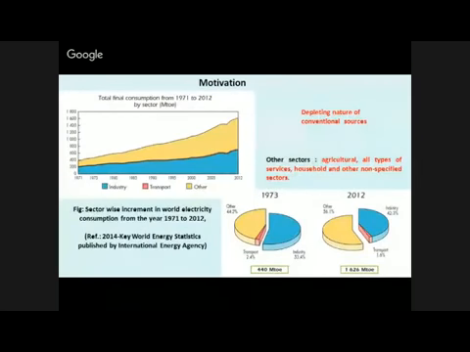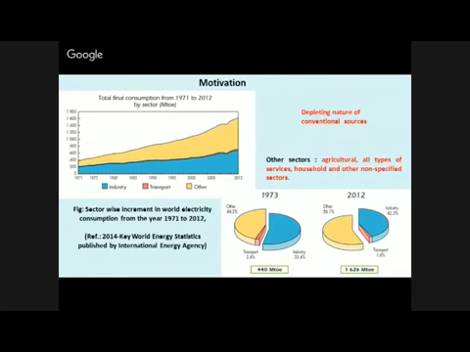Now if you look at the data in this particular graph, you will see that in 1971 the total consumption of energy, which includes industry, transportation and others, including agriculture, households and various other sectors, was around 440 million tons of oil equivalent. In 2012, this consumption has grown to 1,626.